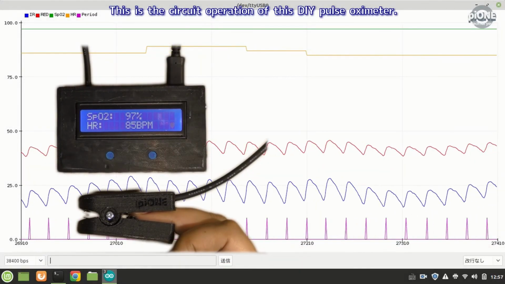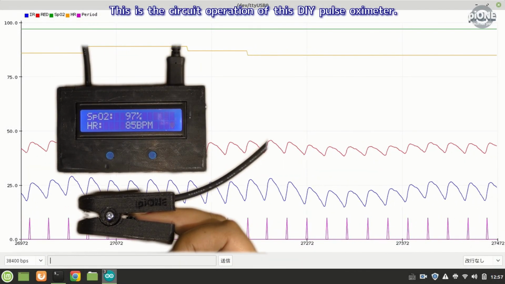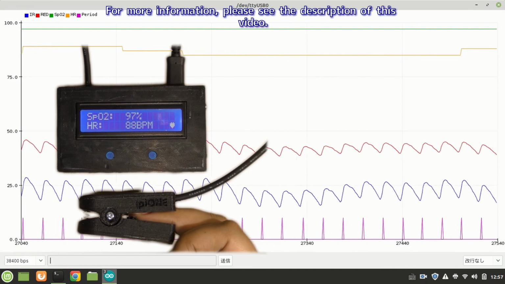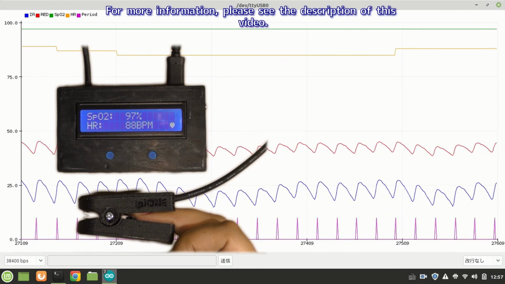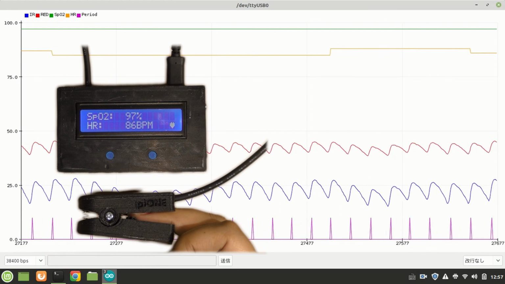This is the circuit operation of this DIY pulse oximeter. For more information, please see the description of this video.